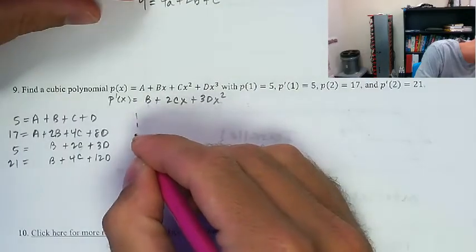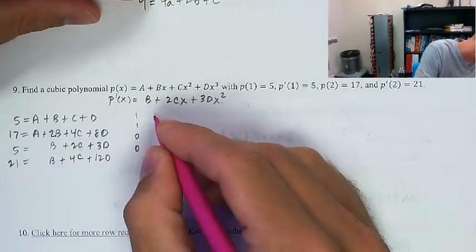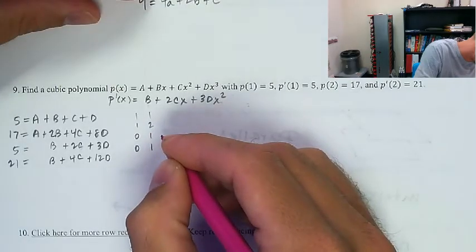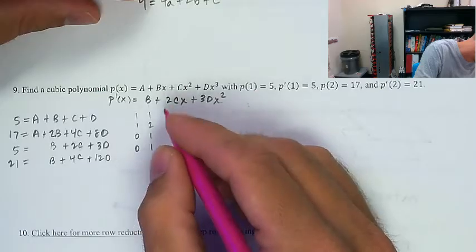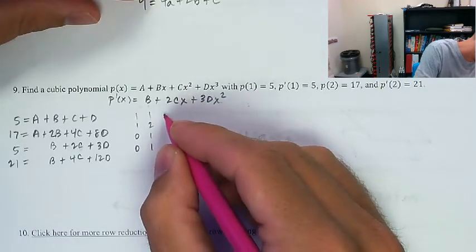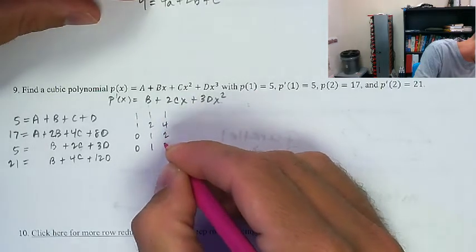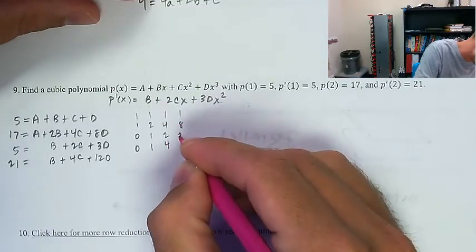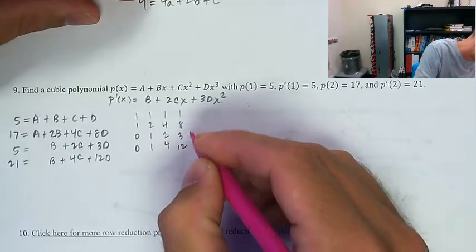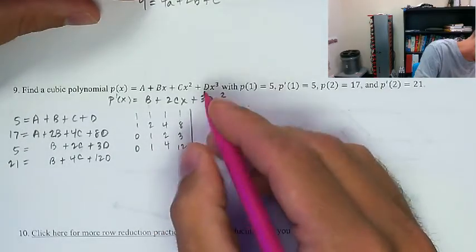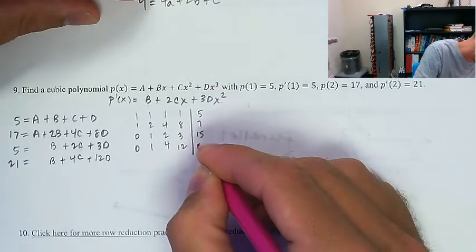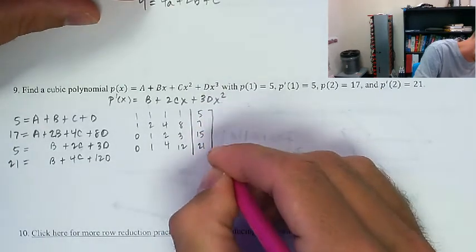1, 1, 0, 0, 1, 2, 1, 1. And I don't know why I froze up there. 1, 4, 2, 4. And 1, 8, 3, 12. Equaling 5, 7, 15, and 21.